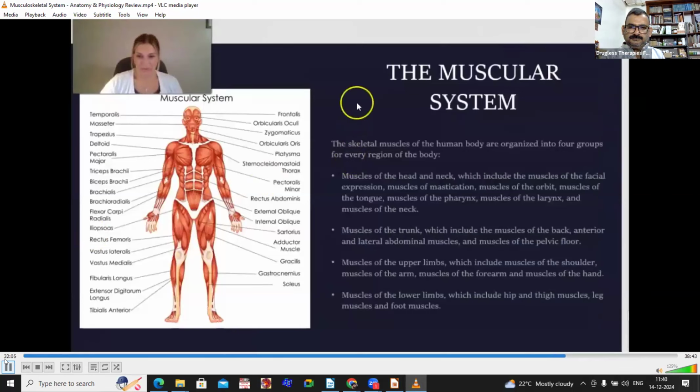And then the skeletal muscles of the human body are organized into 4 groups for every region of the body. You first have the muscles of the head and neck, which include the muscles that help with facial expression. You also have muscles of the hip, the thigh muscles, leg muscles, and foot muscles as well.